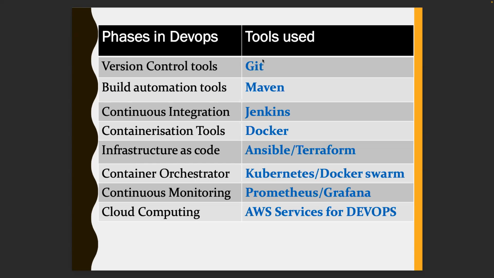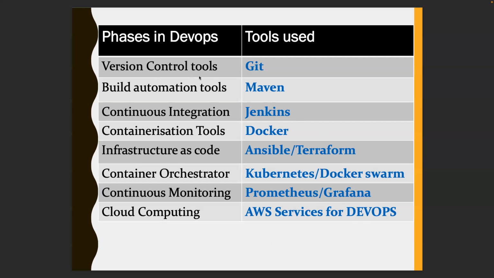We'll be covering Git. What is Git? If you're completely new, I'm just mentioning the tools here. That's all. We will be understanding them as we progress. Version control system, Git is covered. Build automation tools, Maven, Jenkins, Docker, Ansible, Terraform, Kubernetes, Docker Swarm. Again, in Docker, you have huge content. Prometheus, Grafana for monitoring, and certain AWS services for DevOps. Right? This is all covered in this course.